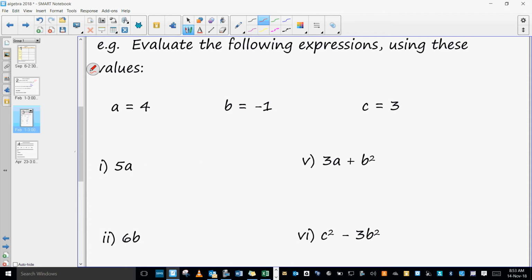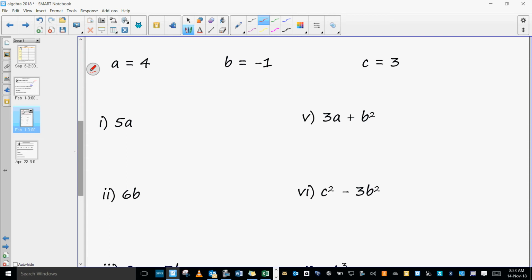So for the first one, it says 5a. What am I going to write here, Sarah? 5 multiplied by 4. Now, you may or may not have seen it like this. If I put 5a, I'm actually going to write 5 brackets 4. What that does is that shows me that I have substituted in that value for a. When things are next to each other in a bracket, if you just put 5 bracket 4 into your calculator, it will tell you the answer is what? What's 5 multiplied by 4? 20.